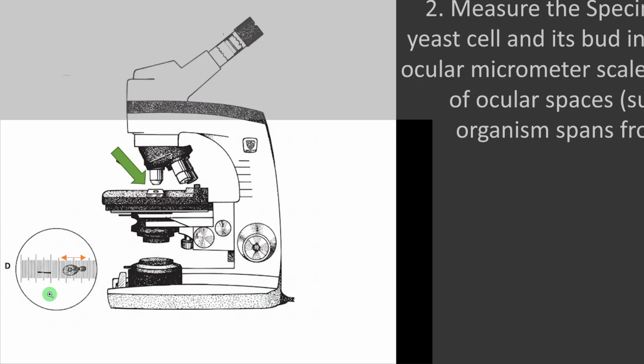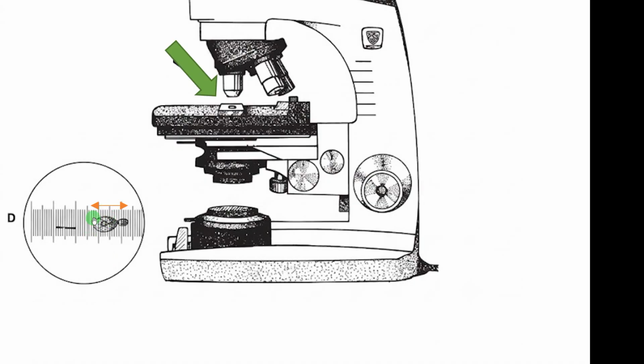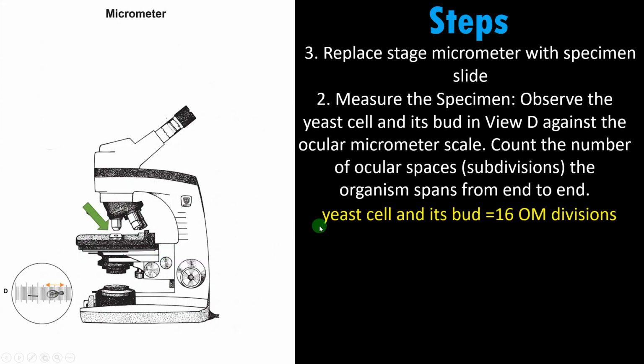As you see, this is the yeast cell and a bud. You can see from here it is 1, 2, 3 followed by 10, that is 13, then 1, 2, 3. Total number of ocular micrometer divisions that this yeast cell and the bud spans is 16. 3, 10, 3, that is 16. So yeast cell and its bud, that is 16 ocular micrometer divisions.